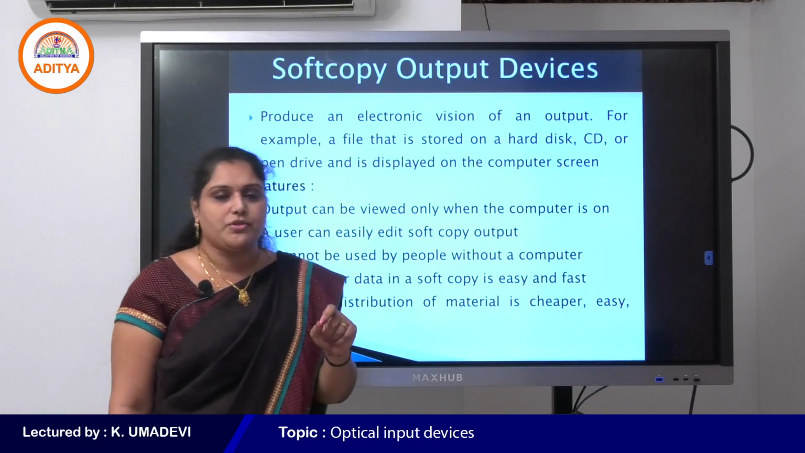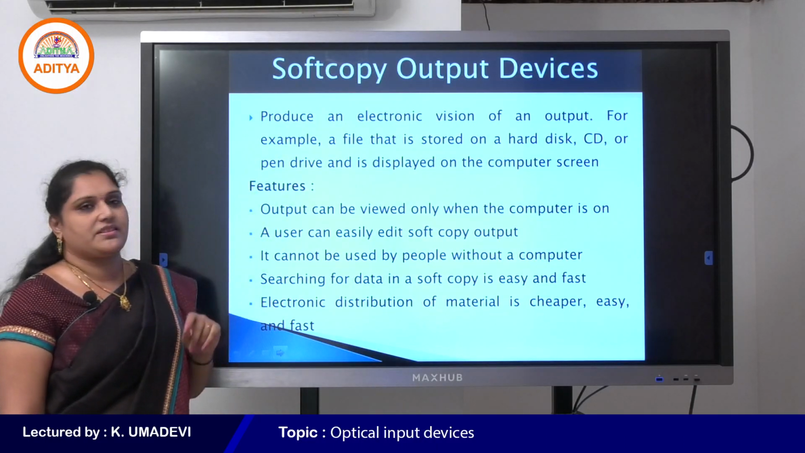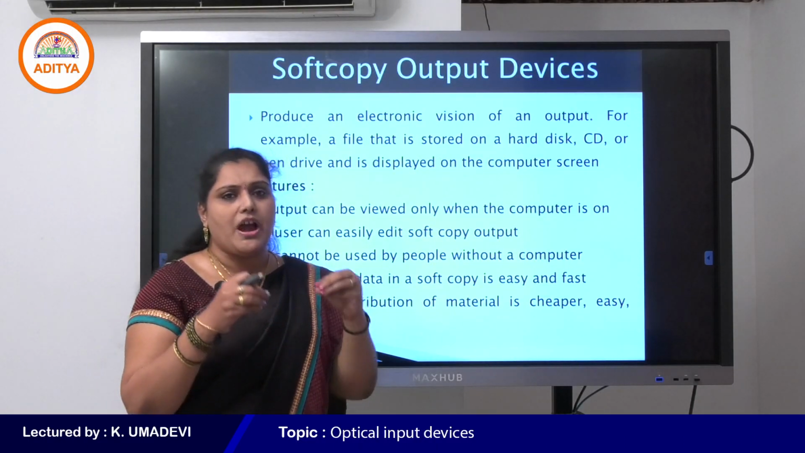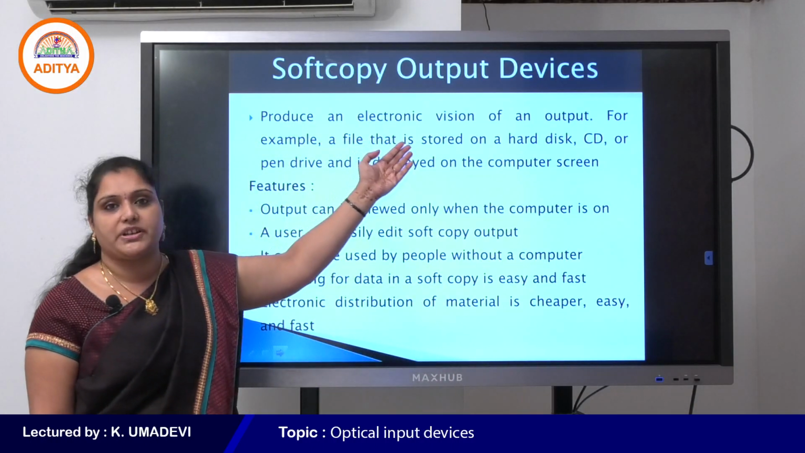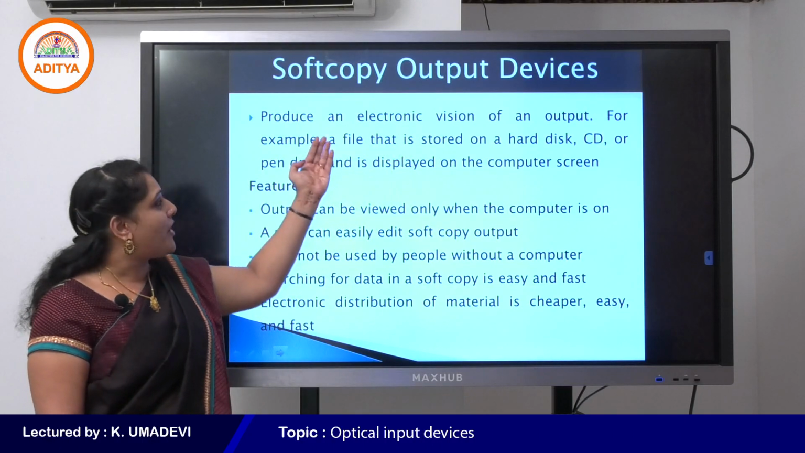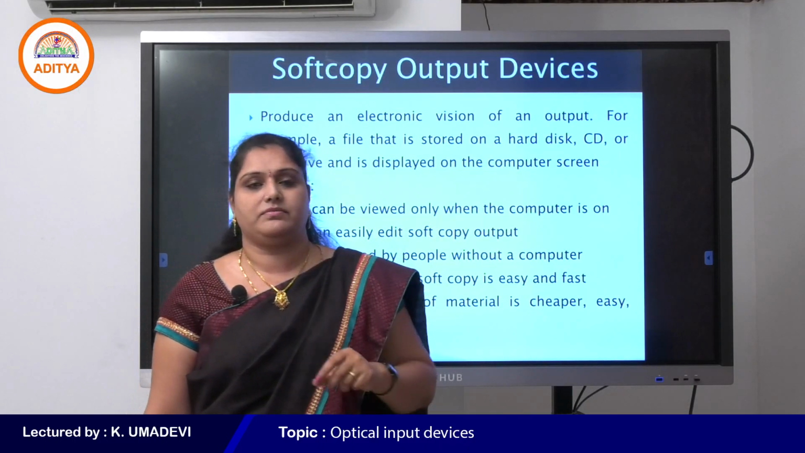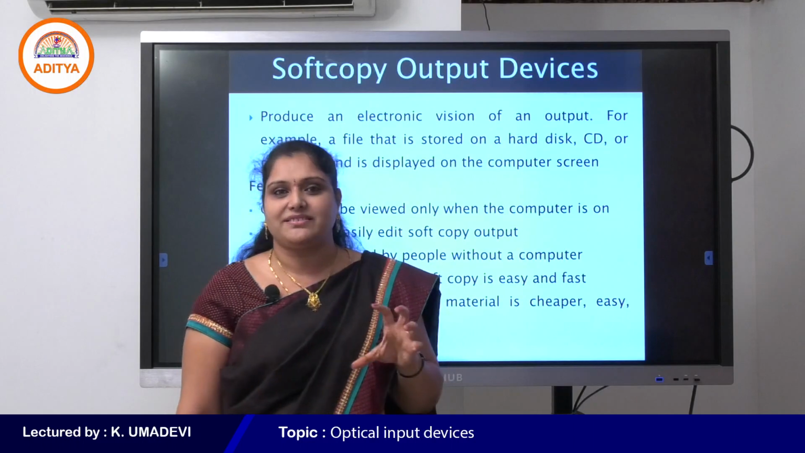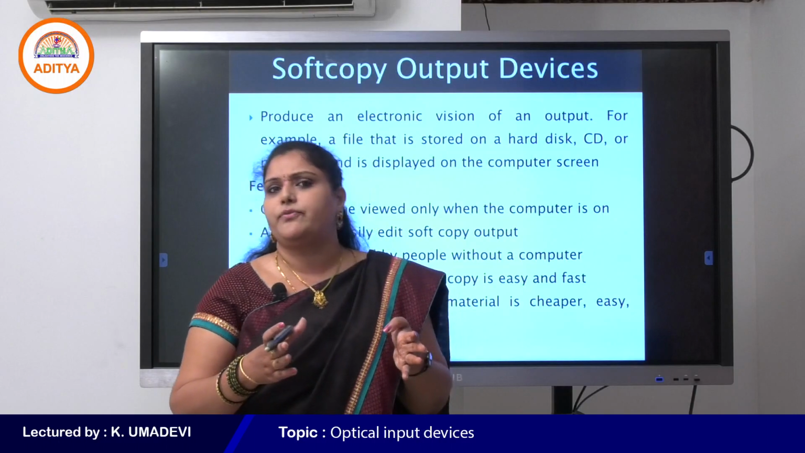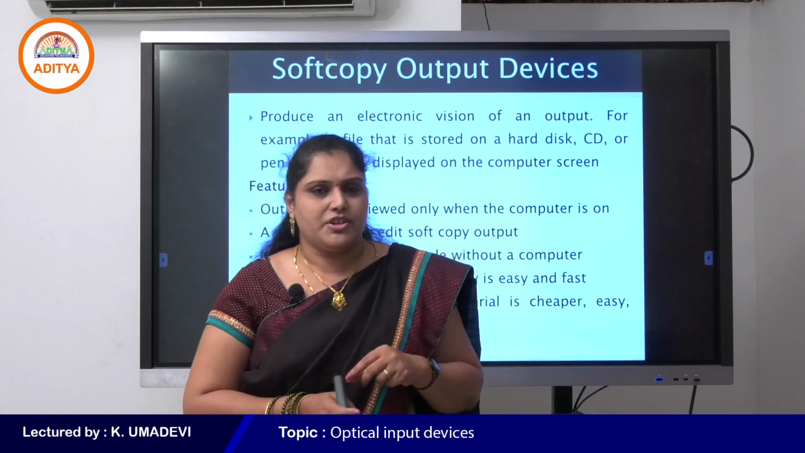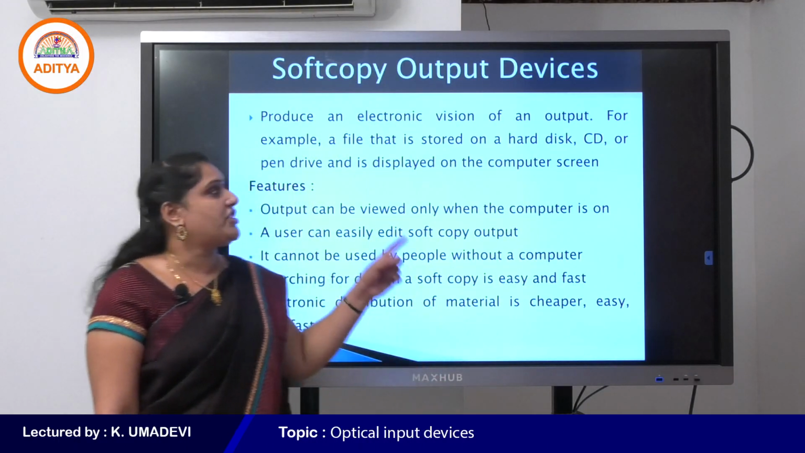So what are the different types of soft copy output devices? First, soft copy output devices simply produce an electronic version of an output. Am I right? Electronic version is nothing but displaying the information on the screen or any other surface. Yes. So without any output device, we can't view the information. Am I right, students? So which device is mainly used to view the information? This is an electronic version of an output.